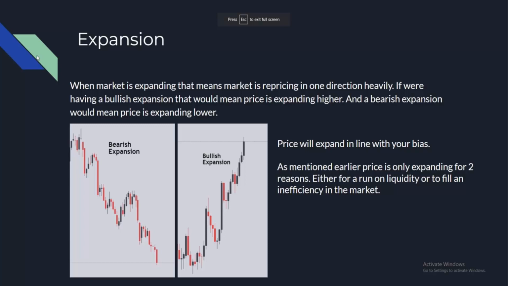And expansion is basically what it sounds like. That's when the market is expanding. That means market is repricing in one direction heavily. So if we're having a bullish expansion, that would mean that price is expanding to higher prices. And the bearish expansion would mean price is expanding to lower prices. And price expands in line with the bias. And as mentioned earlier, price is only expanding for two reasons: either for a run on liquidity, or to fill an inefficiency in the market.